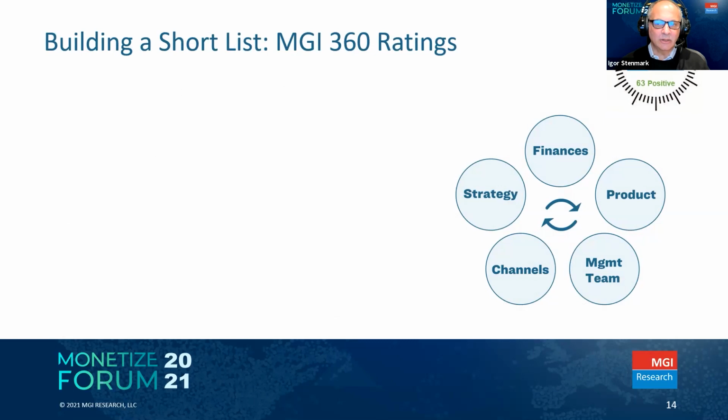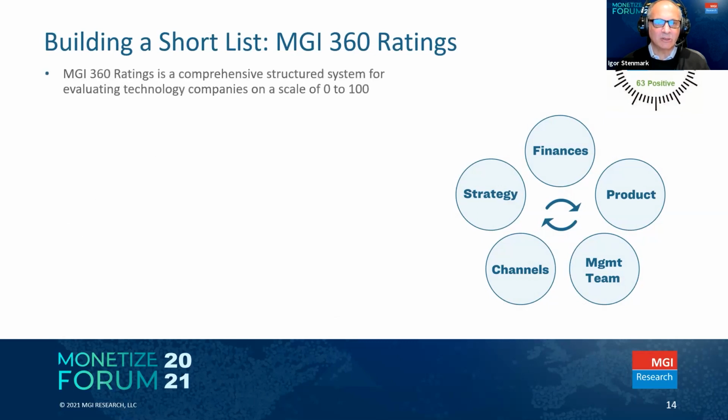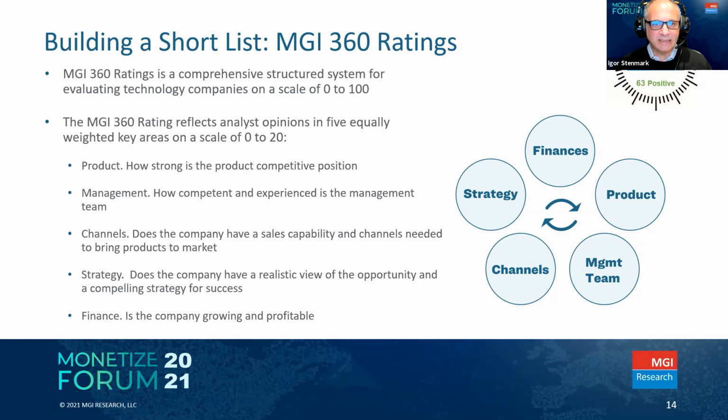The other tool that we use in our practice is something called MGI 360 ratings. Some of you in the audience may be very familiar with that. It's a comprehensive, structured rating system for technology companies with a rating score from 0 to 100, with 5 major components and over 150 different criteria going into it. We look at things like product: how strong is the product? How competent and experienced is the management team? Do we have a multiplicity of channels to take a product to market? Does a company have a strategy that's compelling and durable? And is a company financially stable, growing, profitable, and does it have the right financial backing and resources to achieve success?